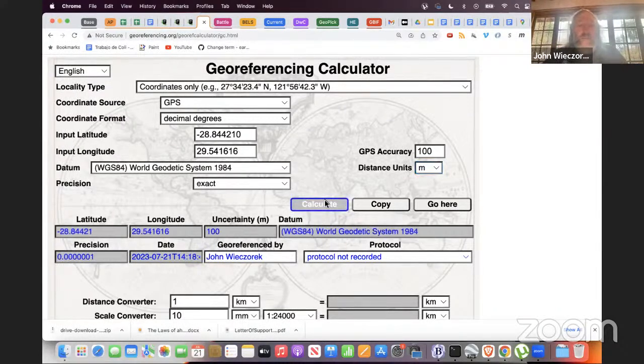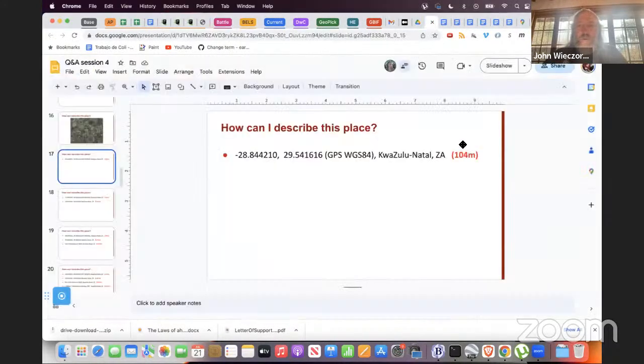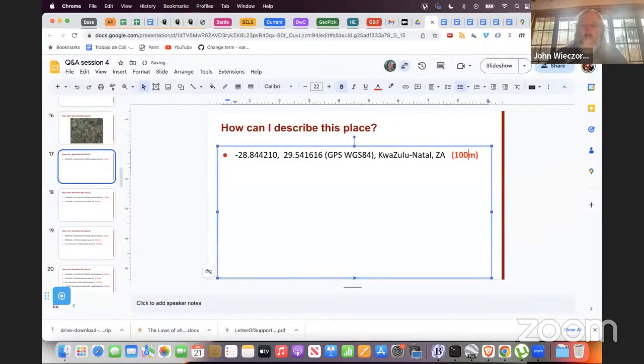The uncertainty is actually only the uncertainty from the GPS. The 4 meters that was there is my mistake. It should have been just 100 meters. And the only source is the uncertainty from the accuracy of the GPS, which we don't know because it wasn't given, and we don't know the date. So we have to go with the more conservative value of 100 meters. So very good.